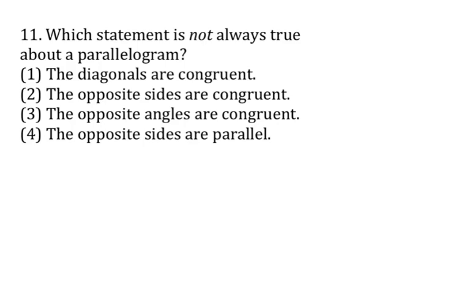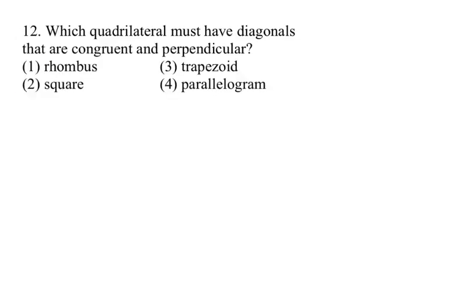Alright, let's move on to number 11. Not always true about a parallelogram. Can diagonals be congruent? Oh, yes. That's not always true because that is the property of a rectangle. Number 12. Which quadrilateral must have diagonals that are congruent? Diagonals being congruent means either a rectangle or an isosceles trapezoid. And perpendicular means that's a rhombus. Then which figure is a rhombus at the same time? A rectangle possibly? The only thing that's possible is a square. So choice 2 becomes our answer for number 12.